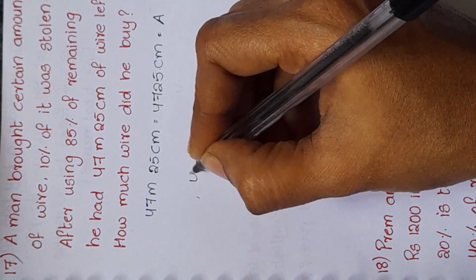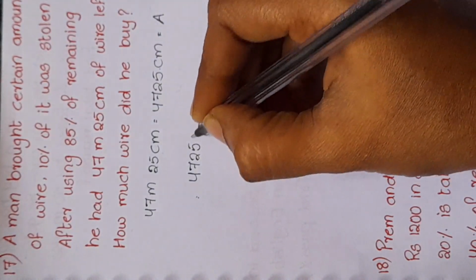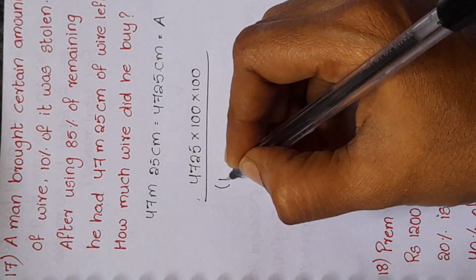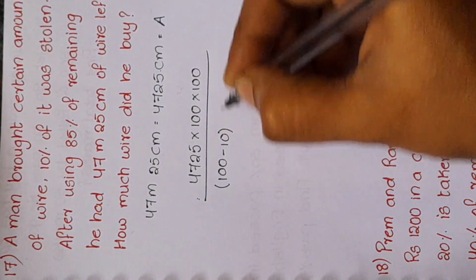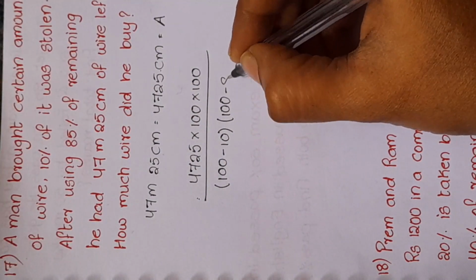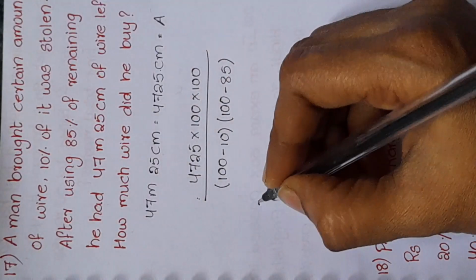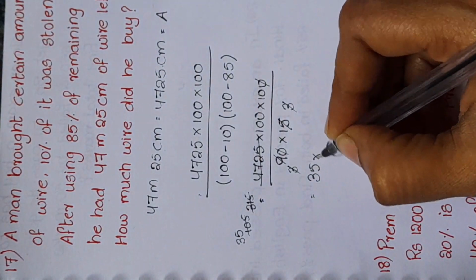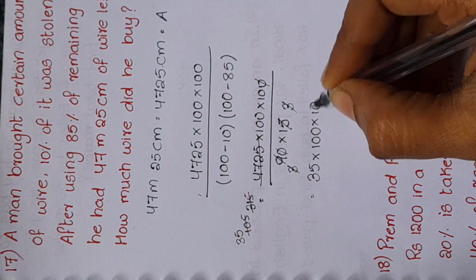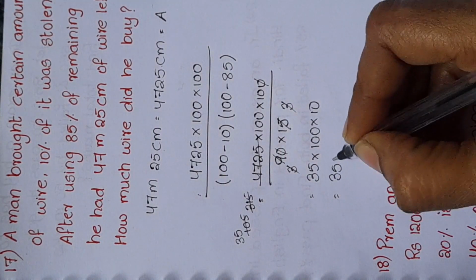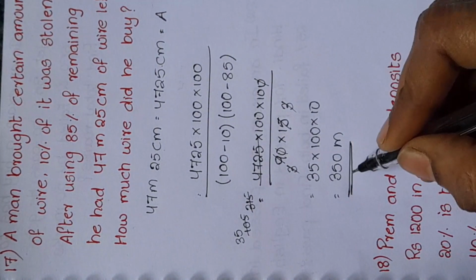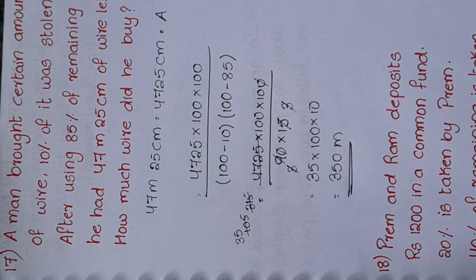Substituting the values in the formula, 4725 into 100 into 100 by 100 minus 10% is stolen into 100 minus 85% of the remaining is used. Let us cancel this. On cancellation, we get 35 into 100 into 10. That is 350 meters. Originally, he brought 350 meters.